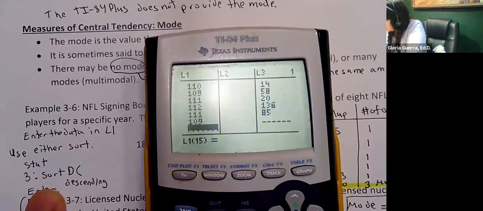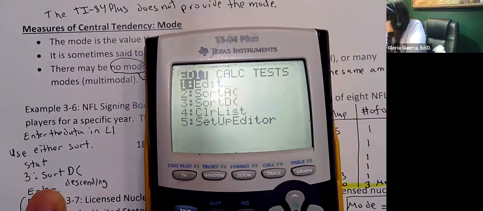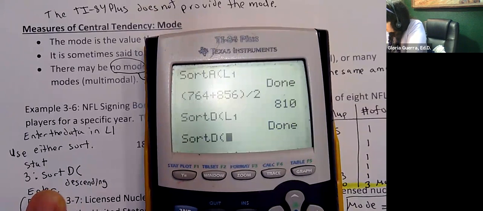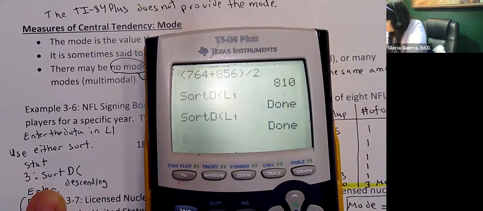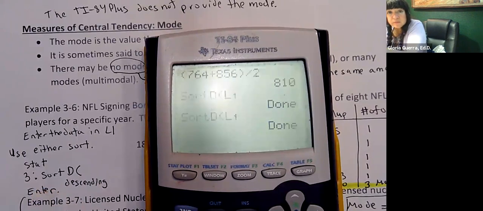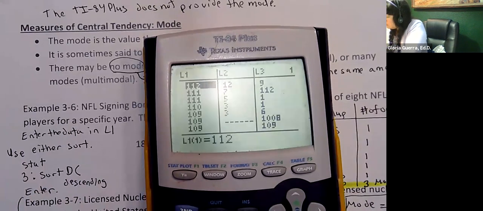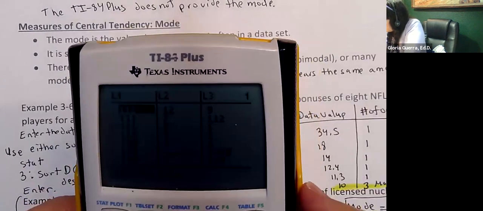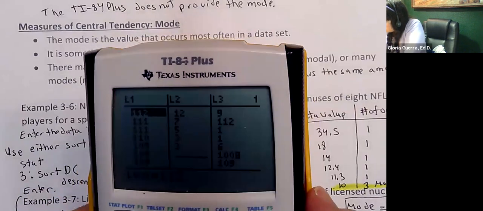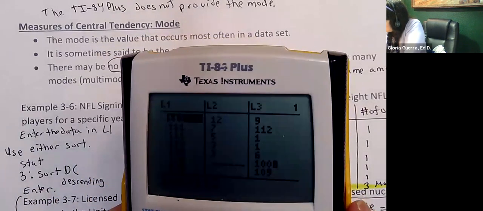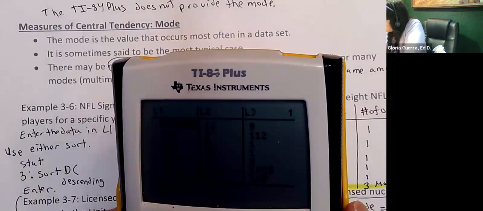If I go to Stat, and again use 3, descending, and I tell it where my data is, second, and then number 1, hit enter. Then I go back to Stat, Edit, and there's my list. So it is sorted from largest, descending. Largest is 112.